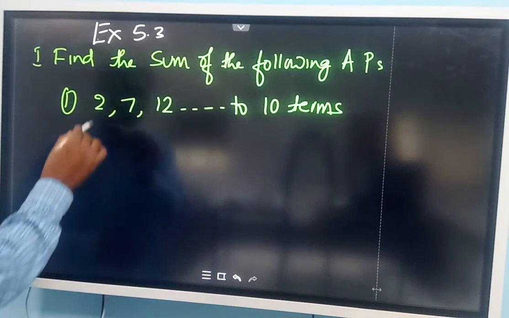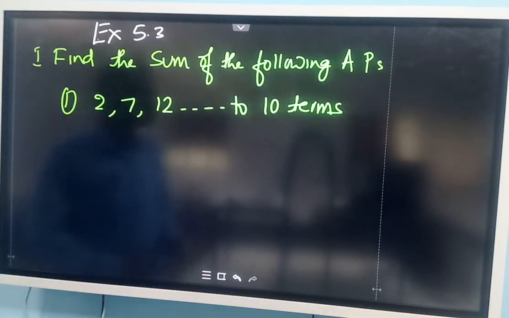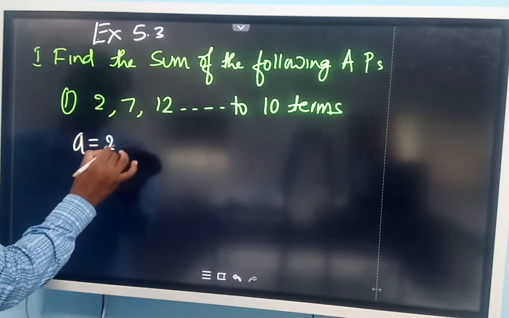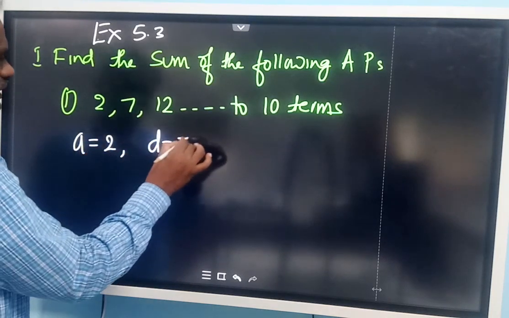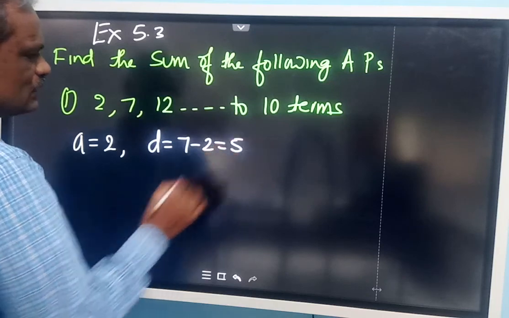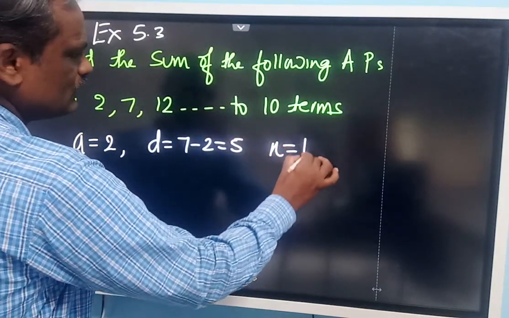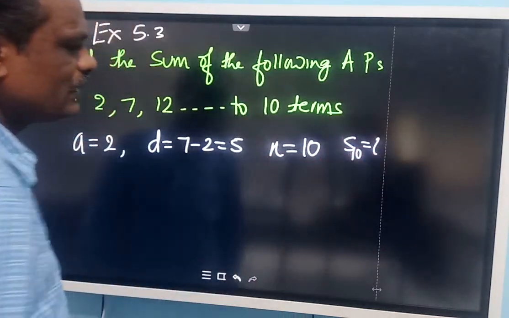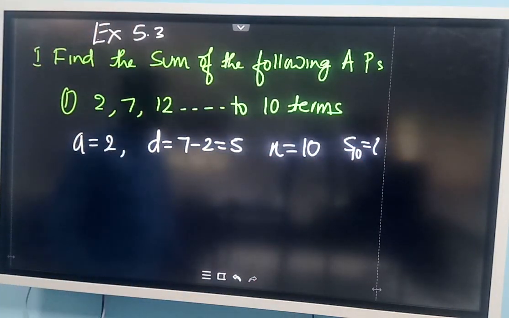Here the given question is: find the sum of the following APs. The first AP is 2, 7, 12, up to 10 terms. Let us collect the details. We have a is equal to 2, and d is equal to 7 minus 2, which is 5. So we need to find the sum of 10 terms, n is equal to 10, S10 we want to calculate.